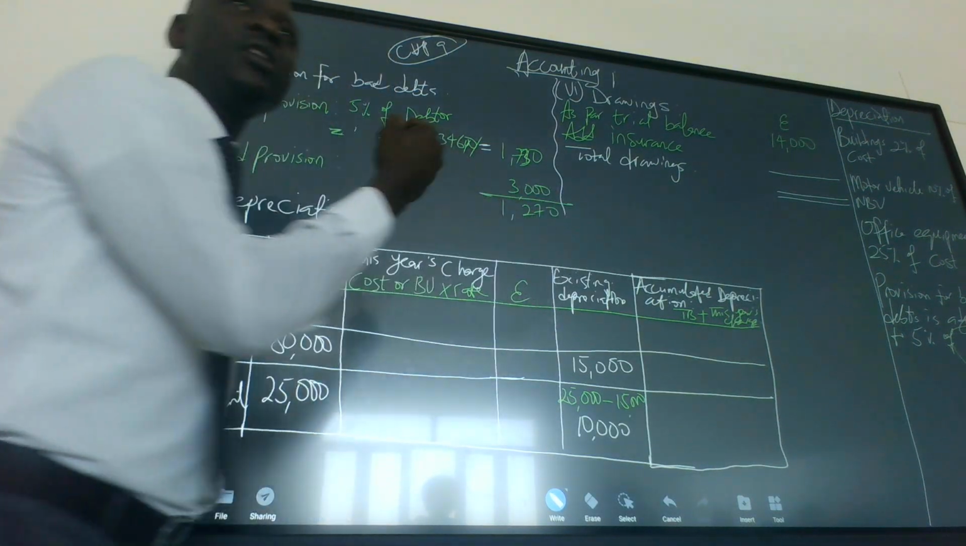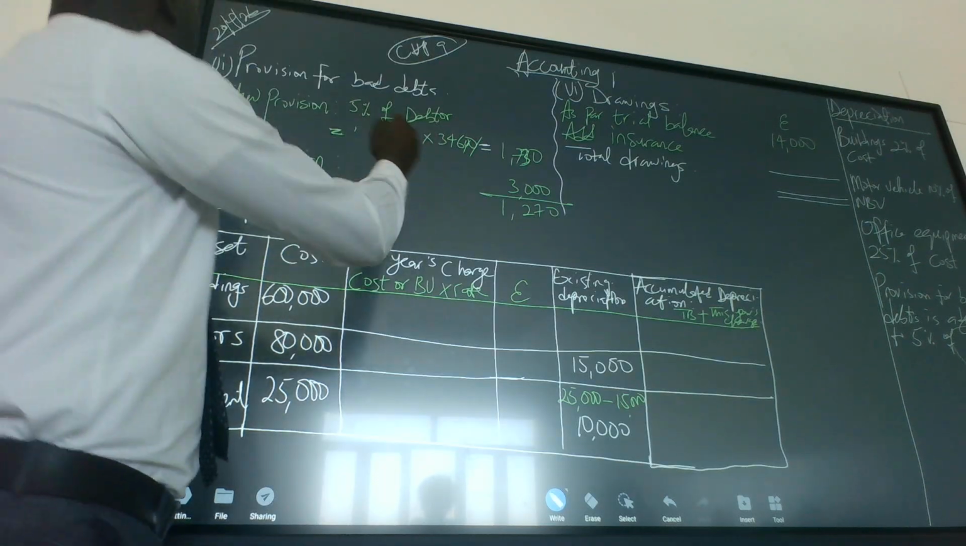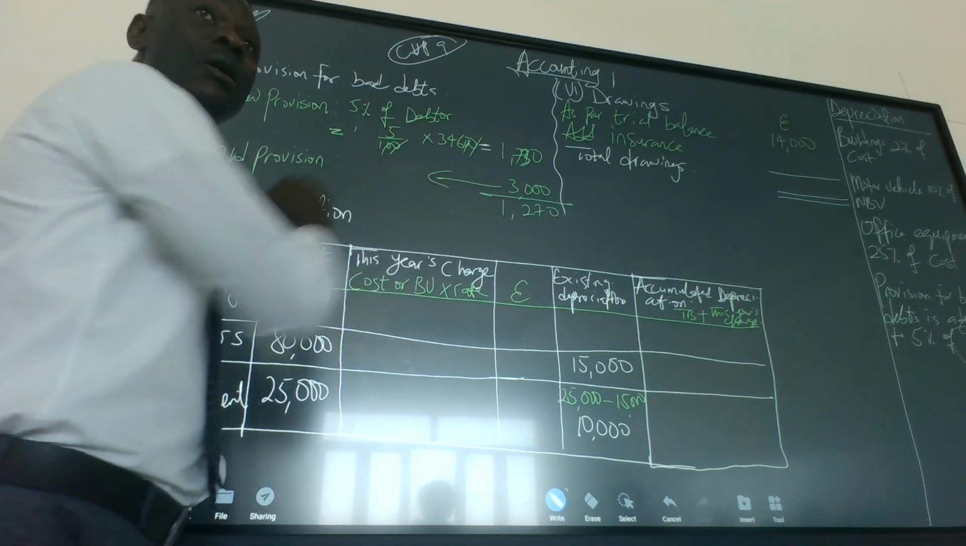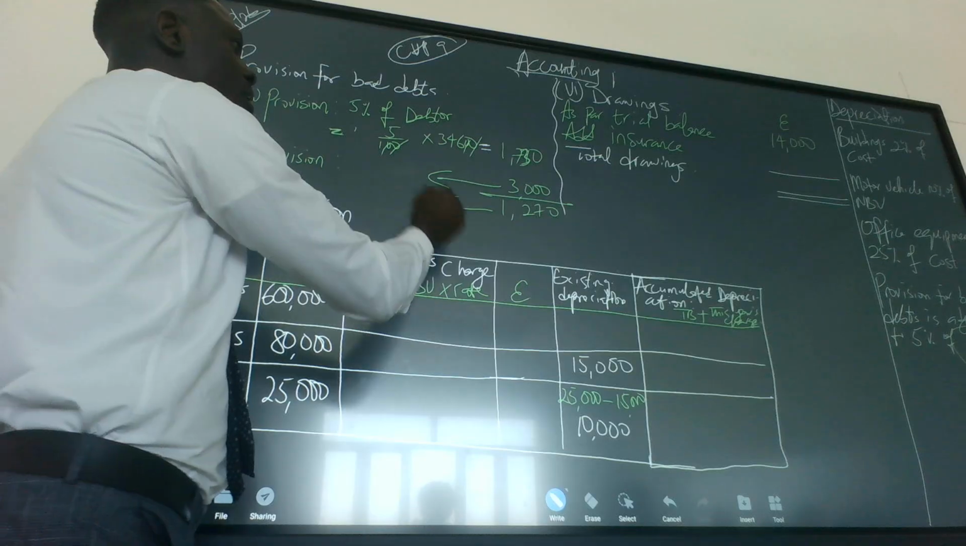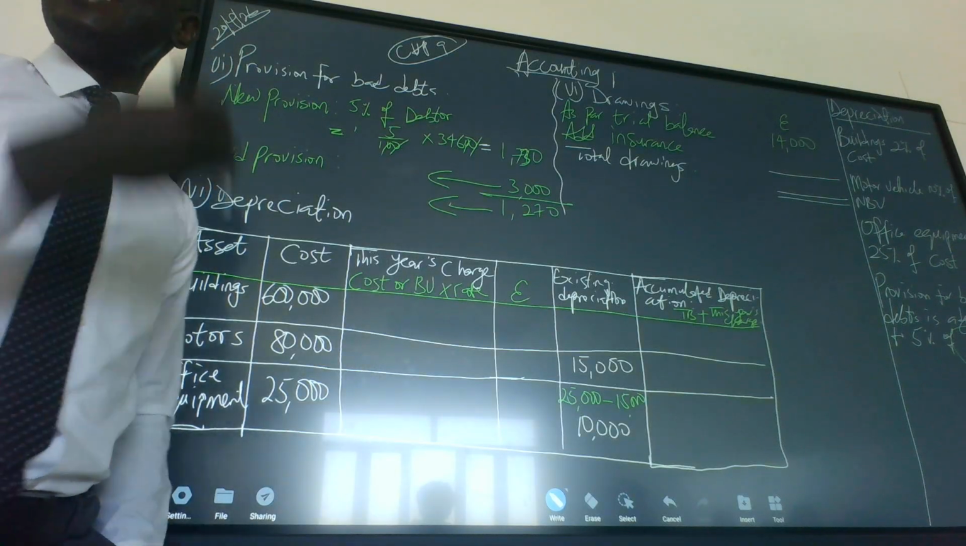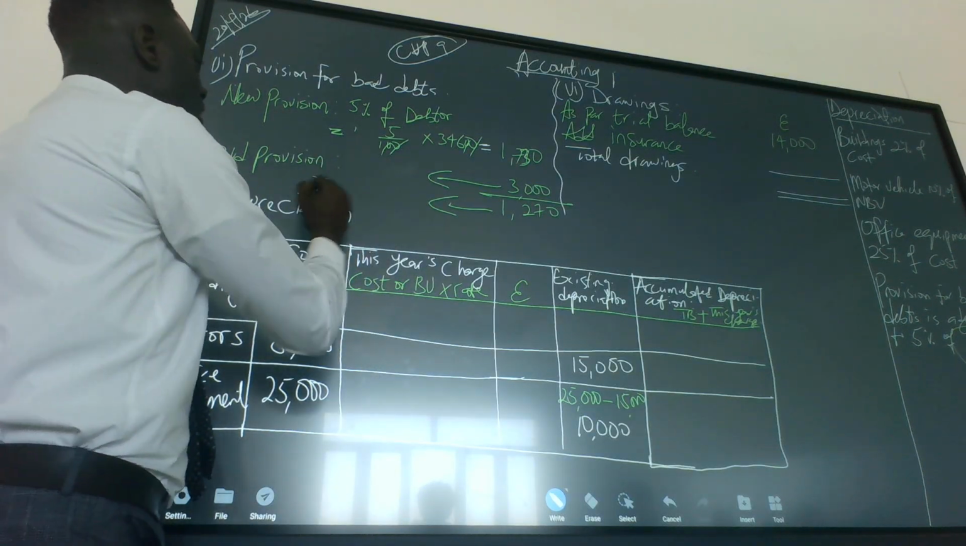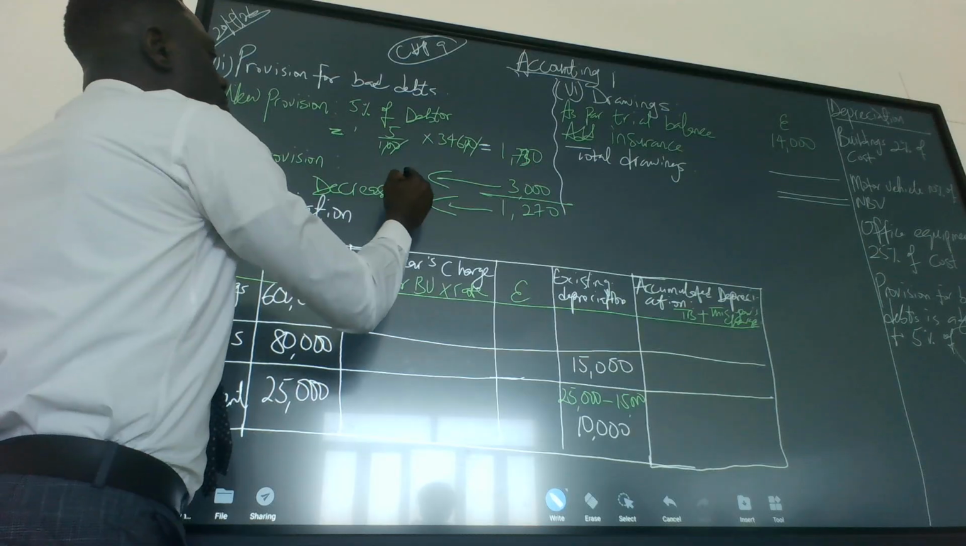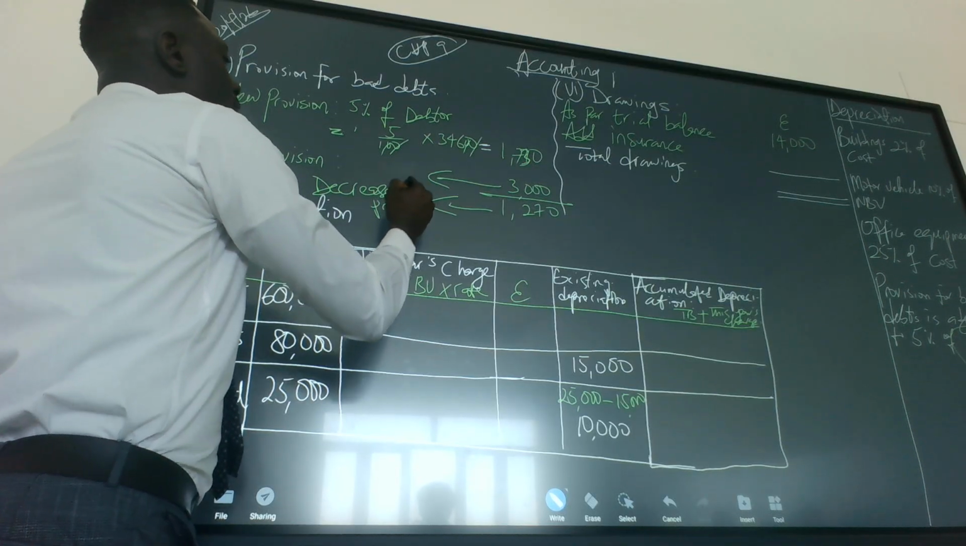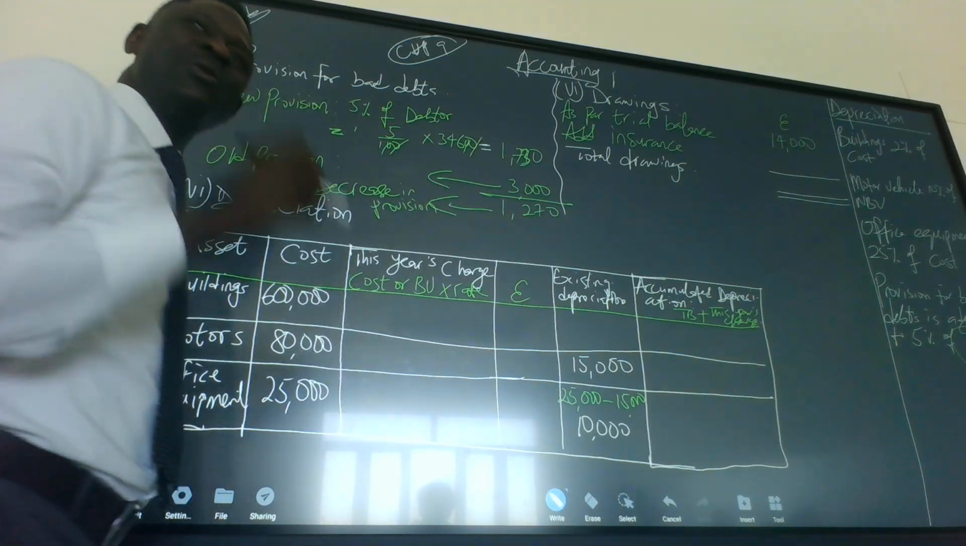1,270. So what does this simply mean? So before now, the provision for bad debt was 3,000. It has reduced to what? 1,270. That's reduction. Decrease in what? Decrease in provision. So because it's a decrease in provision, it becomes income.